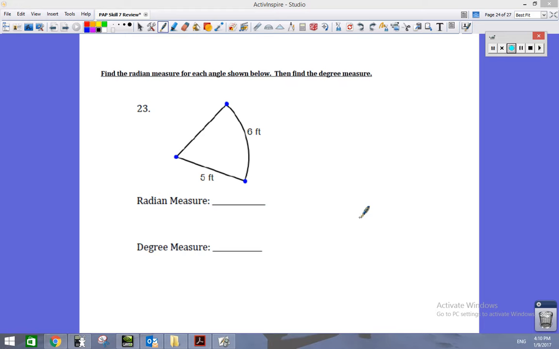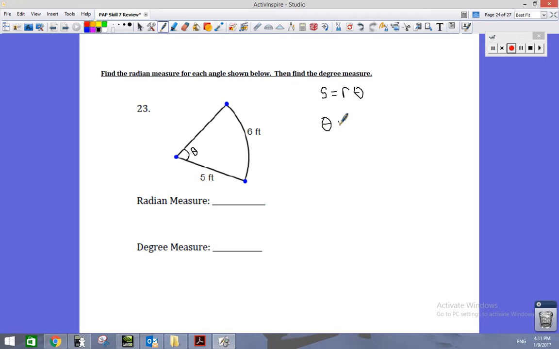We're looking at the review problems from skill packet 7. Here in problem 23, they give me the sector, the radius, and the arc length, and they want me to determine the angle measure and give it in both radian measure and degree measure. I know that the arc length is equal to r times theta when theta is in radians, and theta is my central angle here.